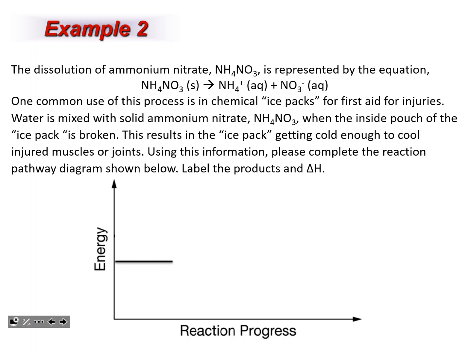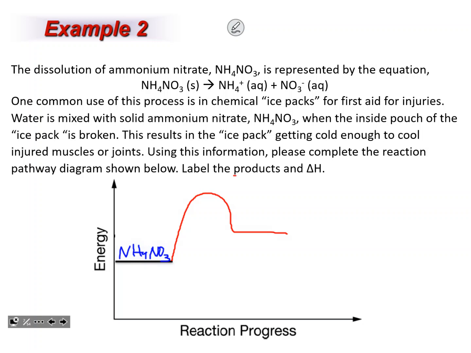So it says, using information, please complete the reaction pathway diagram shown below and label the products and the delta H. So over here we're starting with NH4NO3 as our reactant, and we're going to complete the profile as to how it looks. So I need to draw in the hill part, but what is significant is where I place my product line. Should my product line be higher or lower than my reactant line? Higher, good. So I would go like this, and then I'd make a flat line higher, like so.